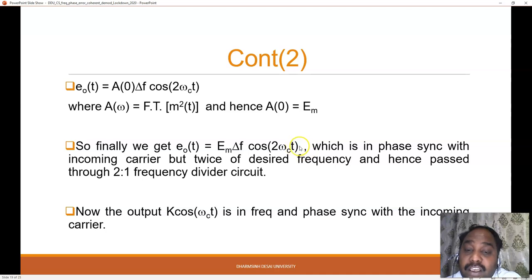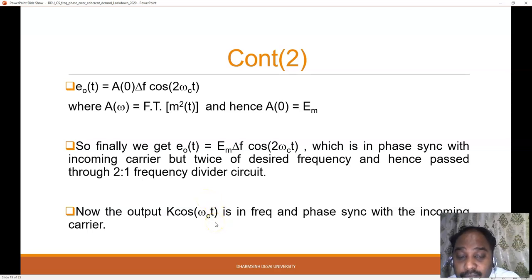Now if you see here, there is no plus delta omega, so it is in phase sync with the incoming carrier. Only this frequency is twice, so pass it through a frequency divider by 2, and you will get output k cos omega ct, which is in frequency and phase sync. Take the product of this with m of t cos omega ct, and you will get the desired output after passing it through a low pass filter, so there will be no problem. Okay, fine. So that is what we say.